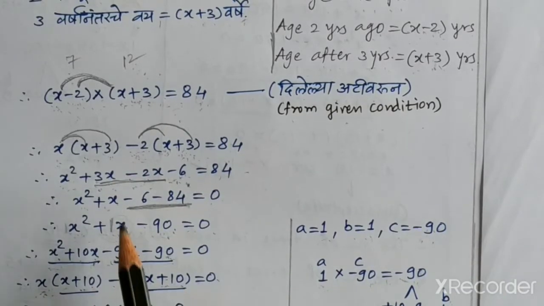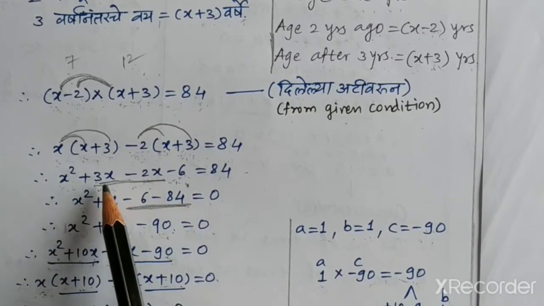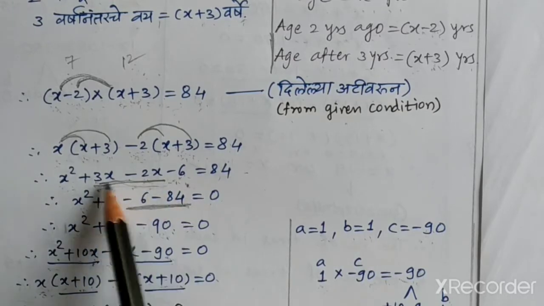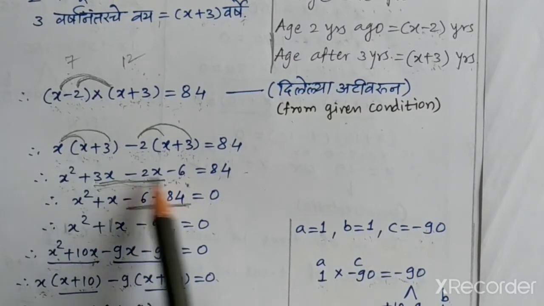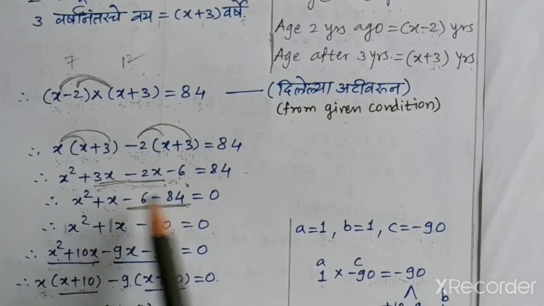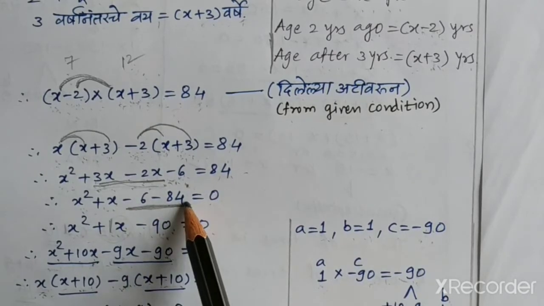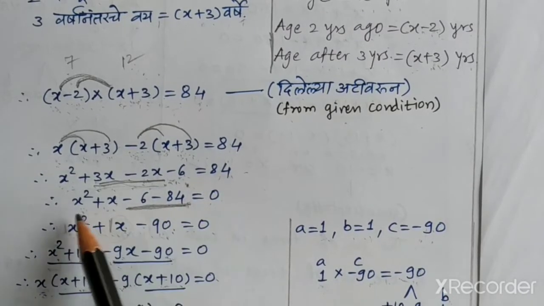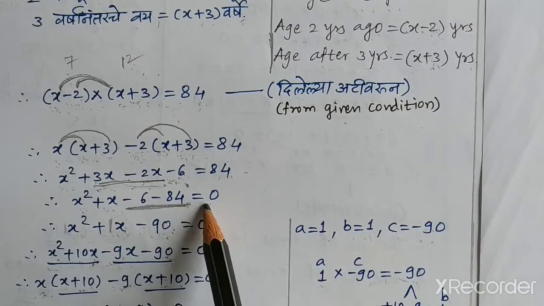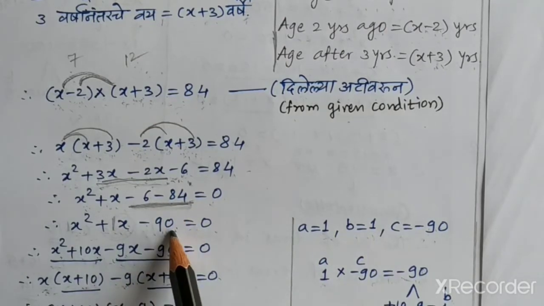84 as it is. So x square plus, here 3x minus 2x, these are the like terms. Different sign, subtraction. 3x minus 2x is x and minus 6 as it is. Take this 84 to the left hand side, it becomes minus. So x square plus x minus 6 minus 84 is equal to 0. Now here minus 6 minus 84 becomes minus 90. Same sign addition and give the big sign.